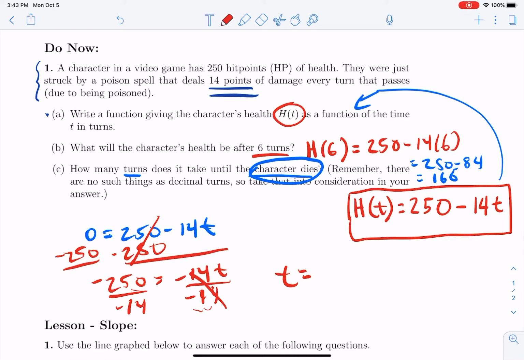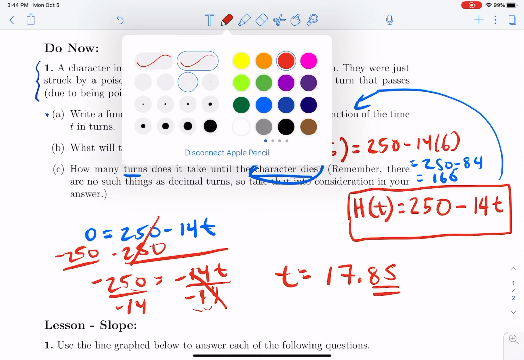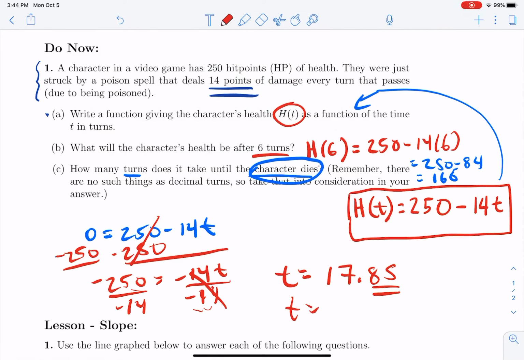Now I'm going to have to use a calculator for this because I can't do that and I don't want to do that the long way. So t equals 17.85. Now remember, you can't have a decimal of a turn, so let's round that up to 18. So after 18 turns, the character dies.